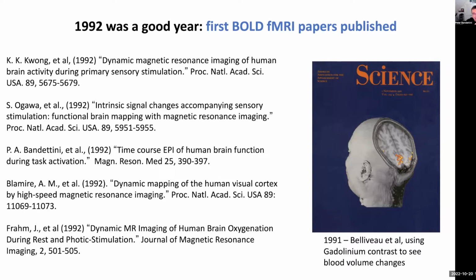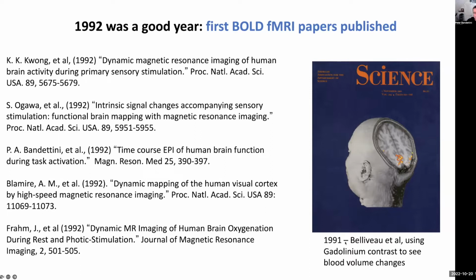And yeah, 1992 was a good year, just to put all the challenges in perspective here, and also the controversies as well. This was the year that the first BOLD fMRI papers came out. The year before was the year that Jack Belliveau produced his landmark study using gadolinium contrast. And as portrayed here on this Science article, this was 1991.